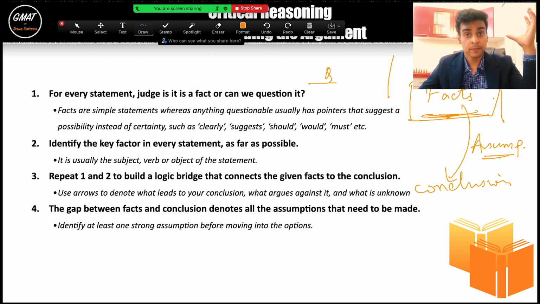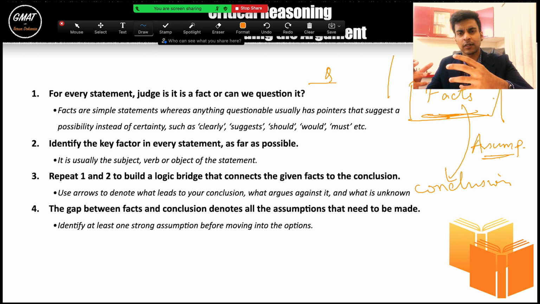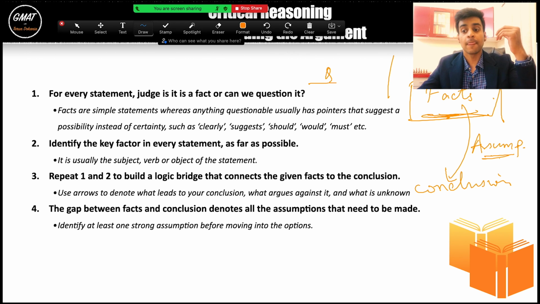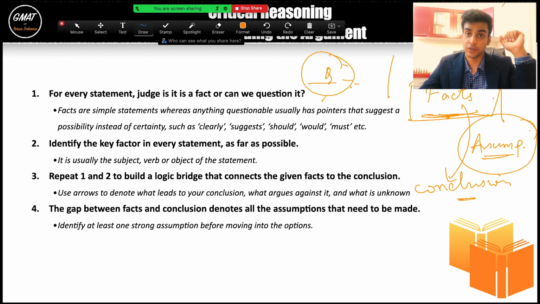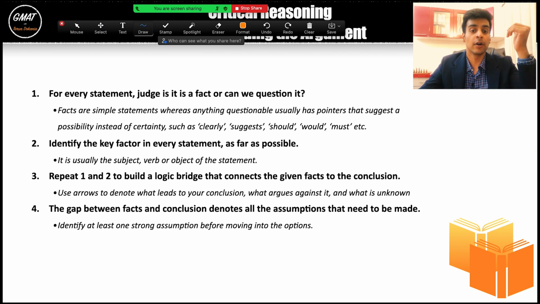They're just simple statements. They won't have anything qualifying in them. Tarun is a boy. It's a simple statement, nothing qualifying. But if I say Tarun is probably a boy, now that's a little weird, right? It's questionable. Yeah. That is what conclusions look like. That is what questionable sentences look like. We first want to separate them because this is how we know where we can build an option, where we can't build an option. This is how we spot what the assumptions are. Yeah? So that's first. Then we have identifying the key factor in every statement as much as possible. So let's quickly just go back to our stem to be able to do this. Give me 1 second.